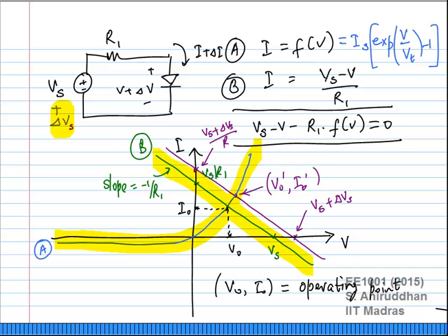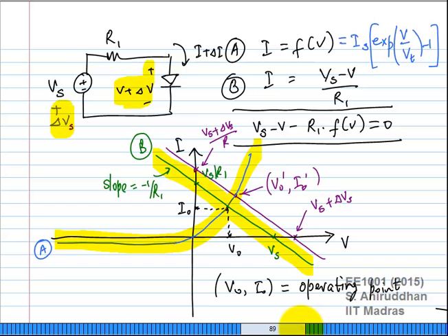And if I apply a small enough delta Vs, I can say the current is going to change from I to I plus delta I. The voltage across the diode will change from V to V plus delta V. Okay, we are good so far?